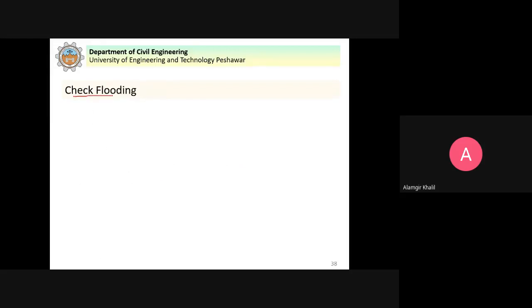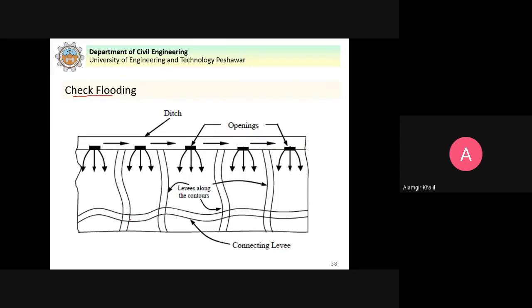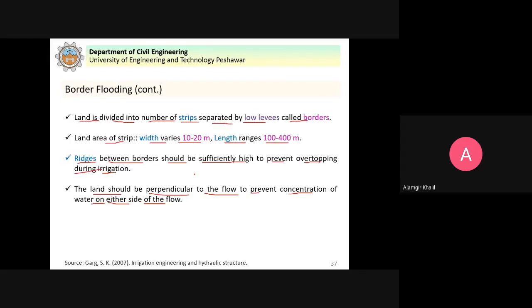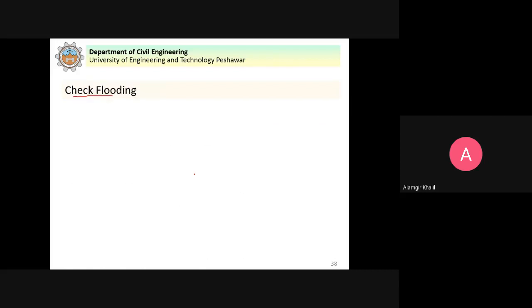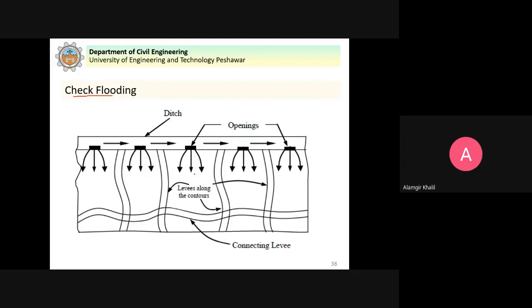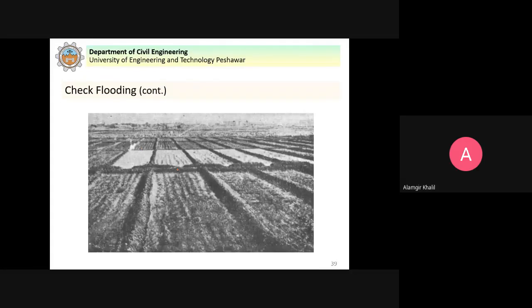The third one is check flooding. In check flooding, we further divide the strips into small plots. You can see here, we have the levees and then we have the cross levees. So it means that the area is further divided into small plots. You can see that in this method and in border flooding, we have control over the water, because the water will be supplied to each of these plots separately. This is known as check flooding. You can see here, this is an example of check flooding. So the area is divided into small plots.